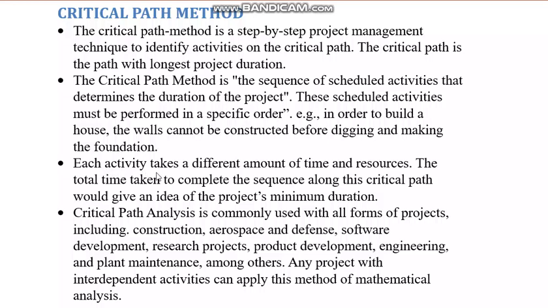Okay, each activity takes a different amount of time and resources. Now digging the pit for the foundation is an activity, making the foundation is an activity, building the walls is an activity. These are all activities which take different amounts of time. This may take just one day, digging with the JCB if you are digging, and laying the foundation may take 1 or 2 days, 3 days, and walls may take a few more days, like that. They all have different amounts of time and they all need different resources.